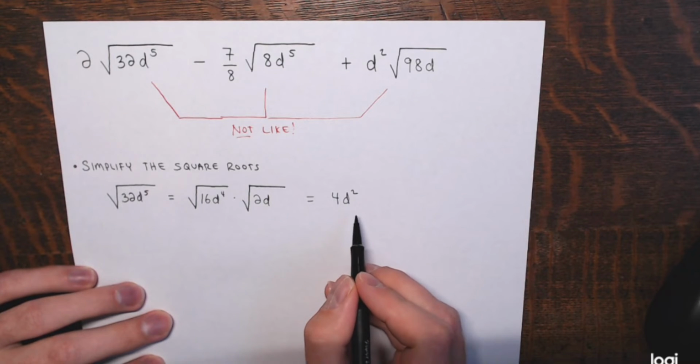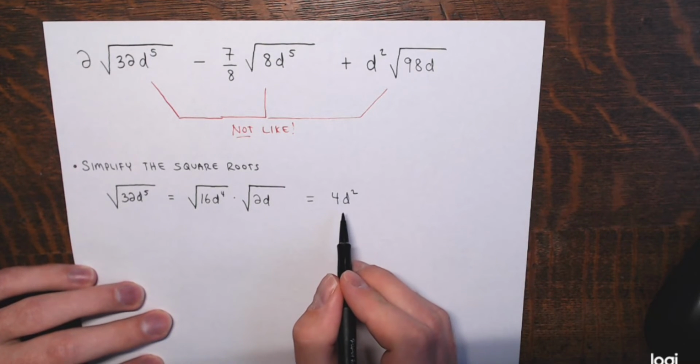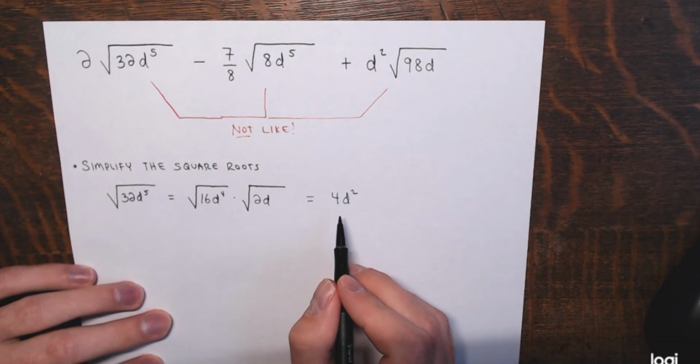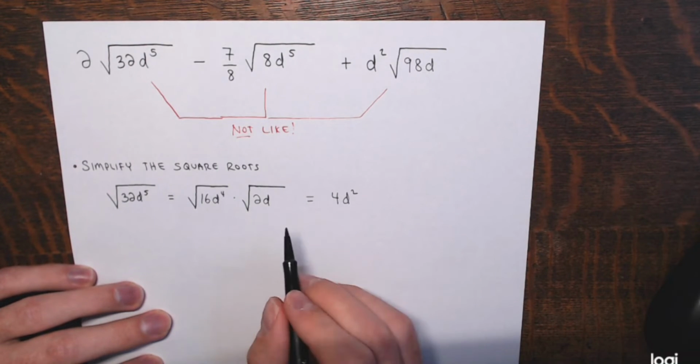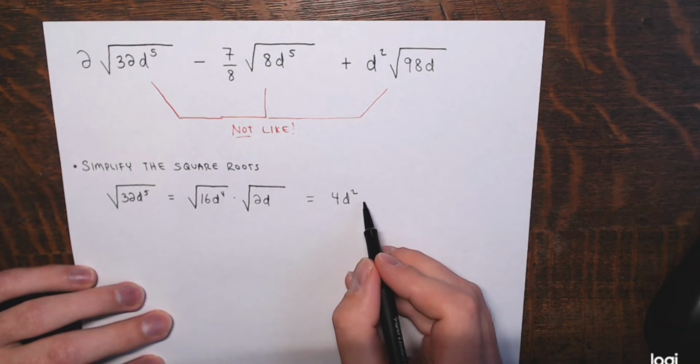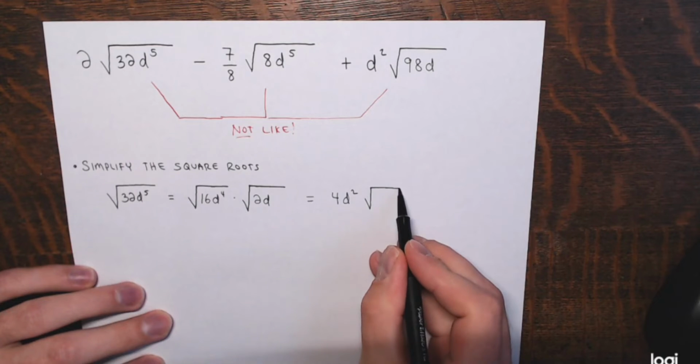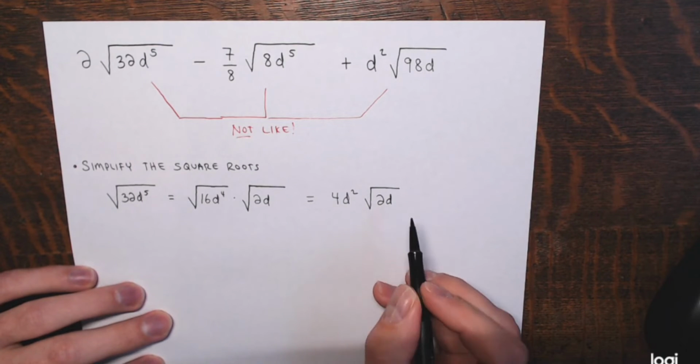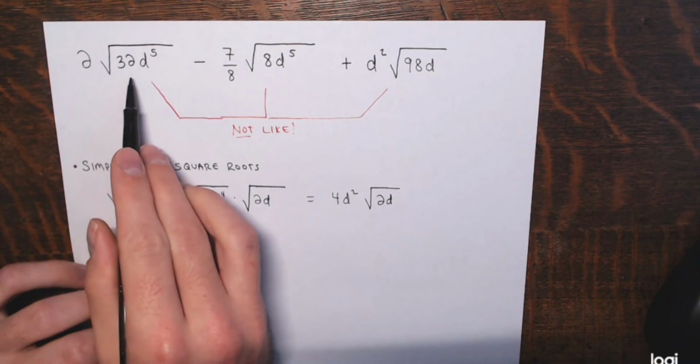And again, we're not going to use absolute value symbols. I mentioned this in sections 9.1 and 9.2. For some reason, they're not having you worry about using absolute value symbols, so I'm not going to here either. So 4d squared times the square root of 2d, right? That is what I'm going to replace this with, and then it's going to be multiplied by 2 in a minute.